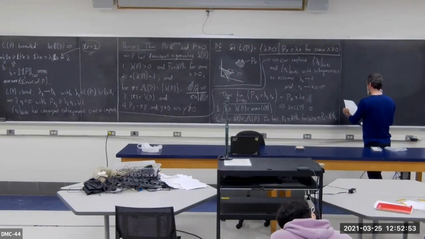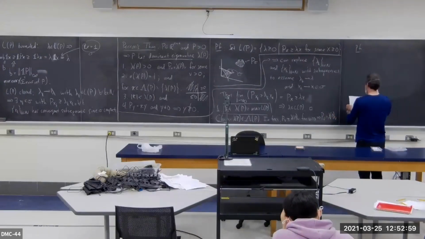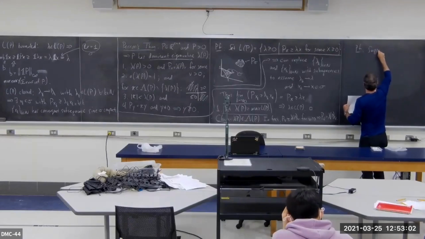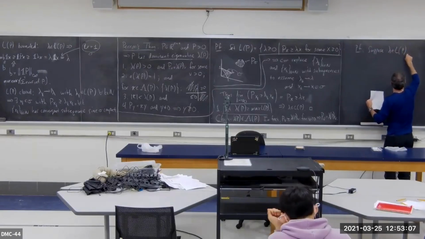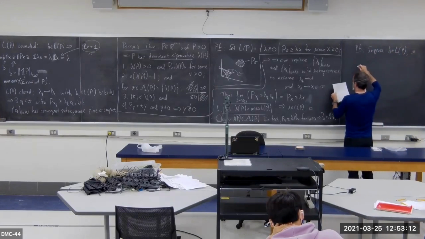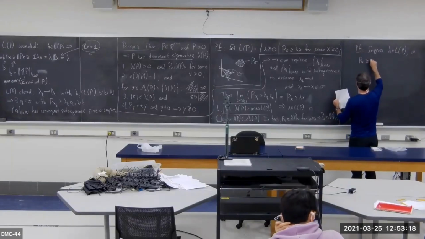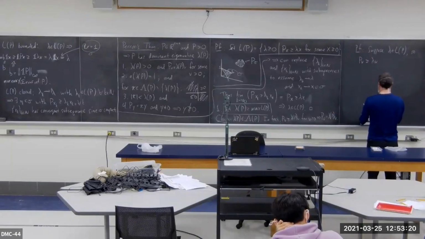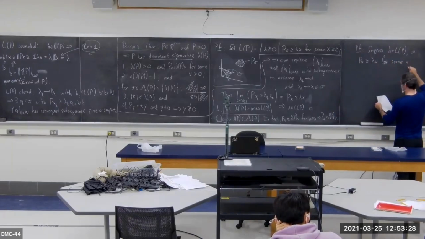Okay, so proof of the claim. Suppose that lambda is in L of P. This is any lambda. So what does that mean? It means that PV is greater than or equal to lambda V for some V greater than or equal to 0.